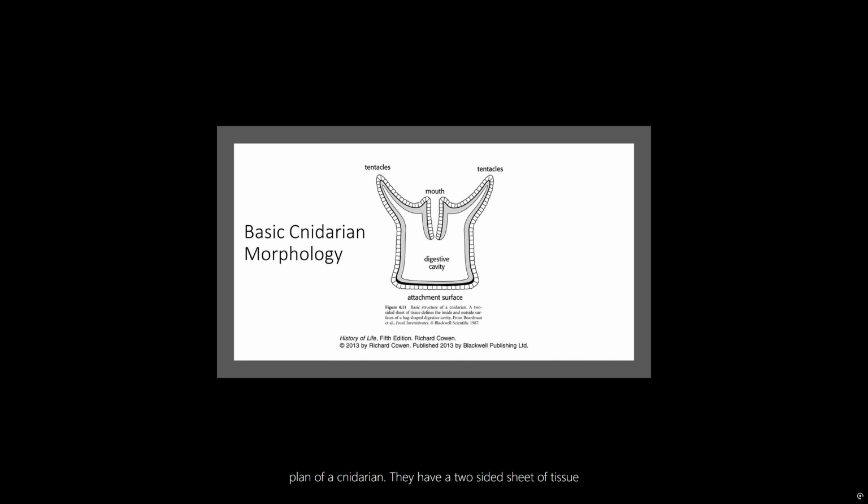This is the basic body plan of a cnidarian. They have a two-sided sheet of tissue that defines the inside and outside surfaces of their bag-shaped digestive cavity. They all have tentacles, a mouth, and a digestive cavity. They all have radial symmetry that radiates outward from the mouth as the central point.